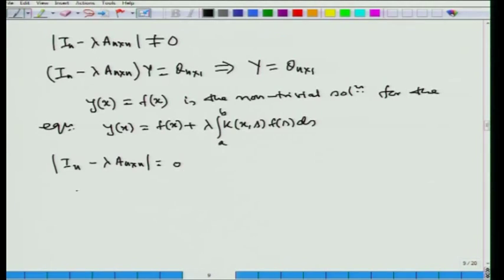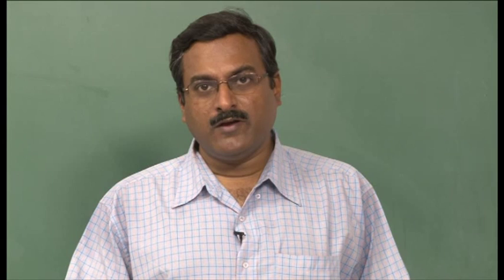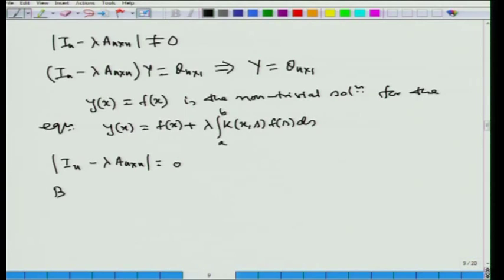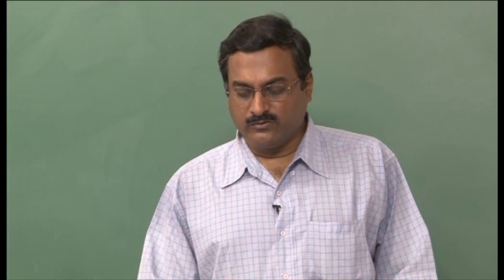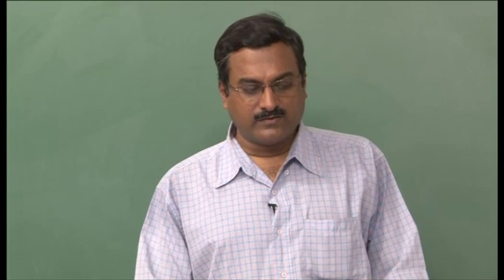And finally, if we consider that at least one of integral a to b f x q m x is non-zero, so that means we are assuming b not equal to theta n cross 1. If this happens, then we will have a unique solution to the Fredholm integral equation whenever the determinant of I n minus lambda a n cross n is not equal to 0. So, for b not equal to theta n cross 1, we will have a unique solution if this determinant does not vanish.